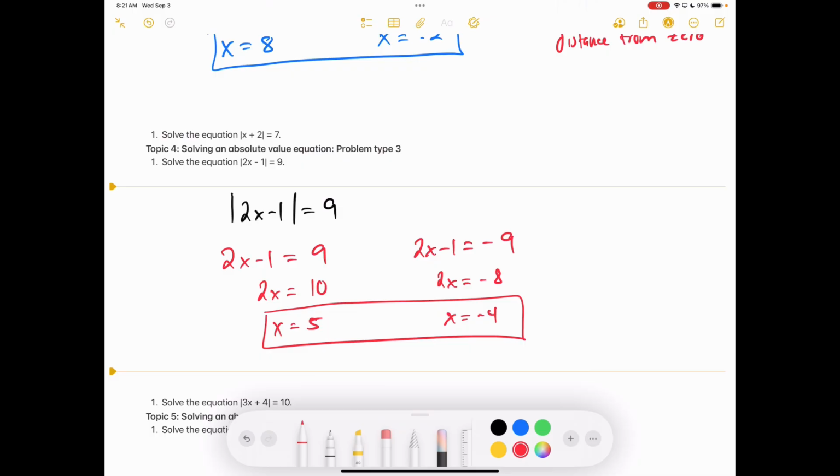So anytime you have absolute value, you're going to get two answers. I guess unless it's equal to 0.